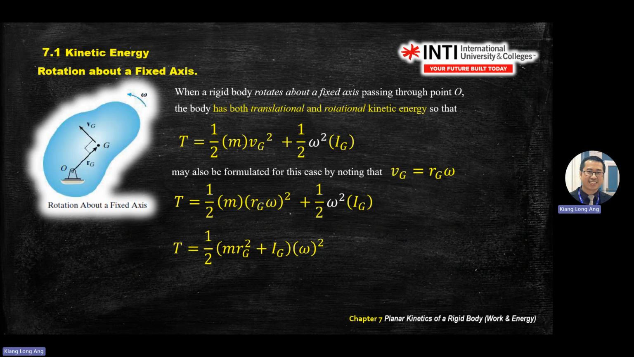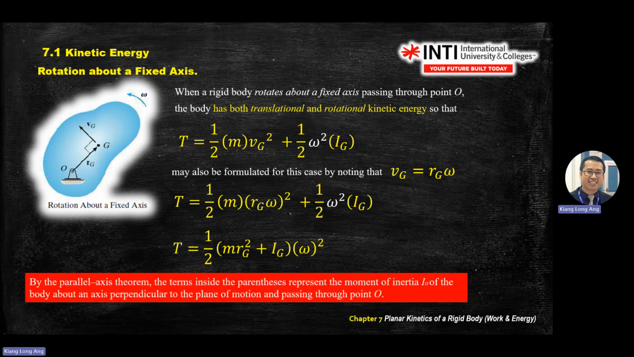But this is more direct. It's either way. Once you have either one, omega, you can find v. If you have v, you can find omega. It's the same, it's a direct thing. So this one you read. You can memorize it also.